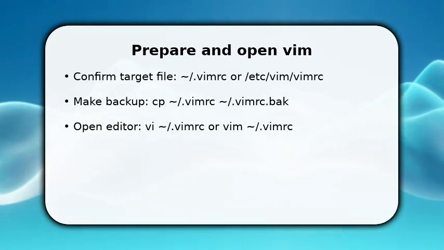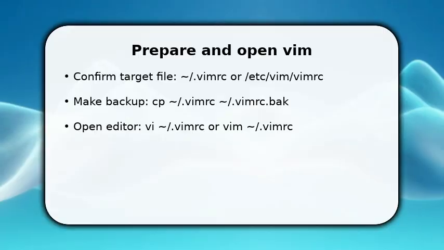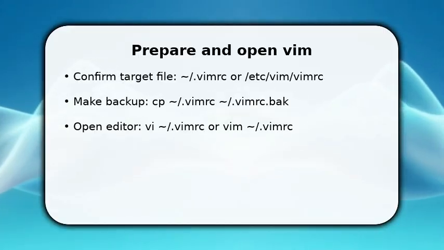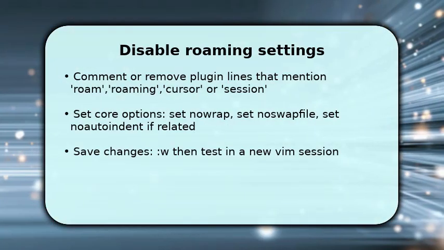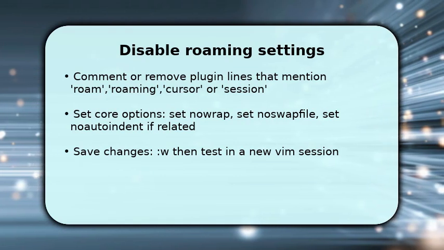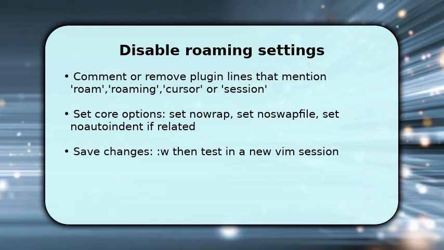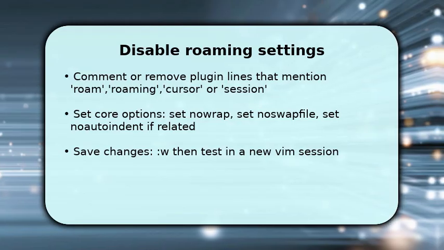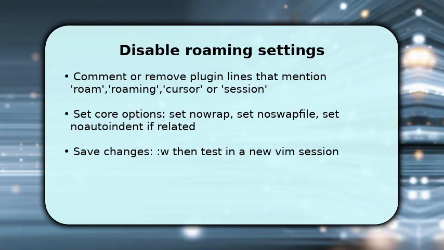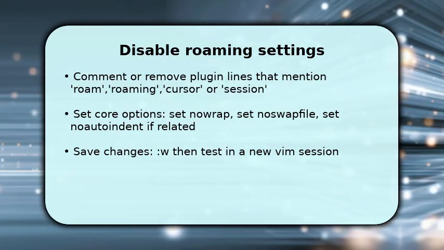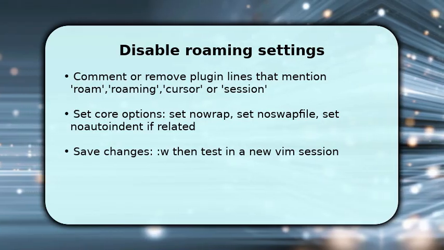While in insert mode, make focused small changes rather than sweeping deletes so you can test as you go. Next, remove or comment configuration and plugin invocations that cause roaming. For example, prefix plugin lines with a double quote to comment them out, and add explicit options like set nowrap to stop automatic line flow.